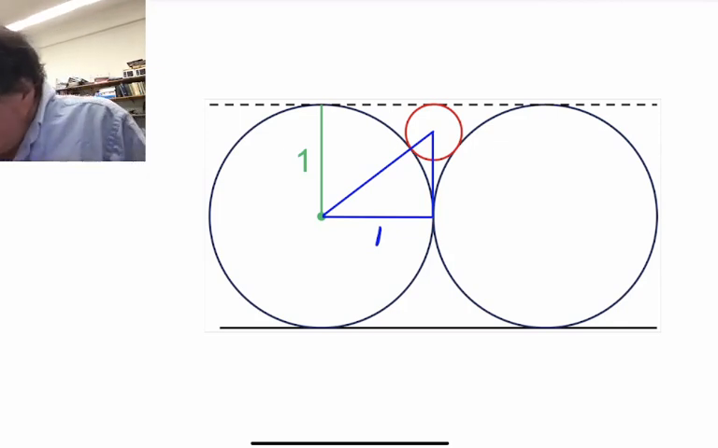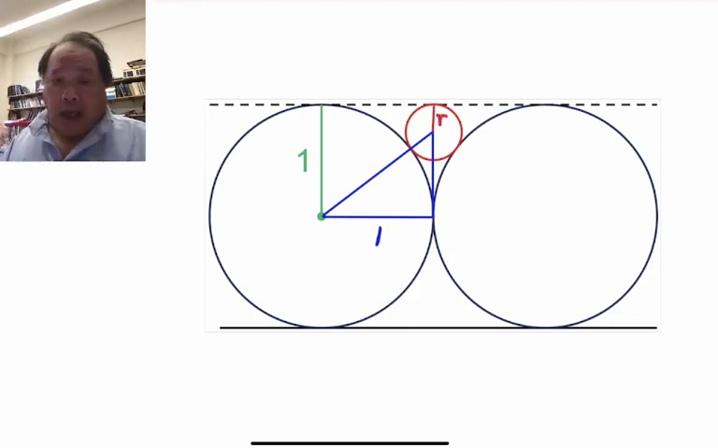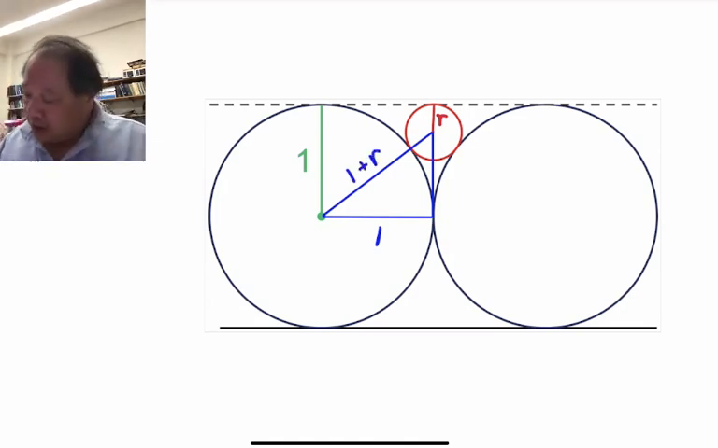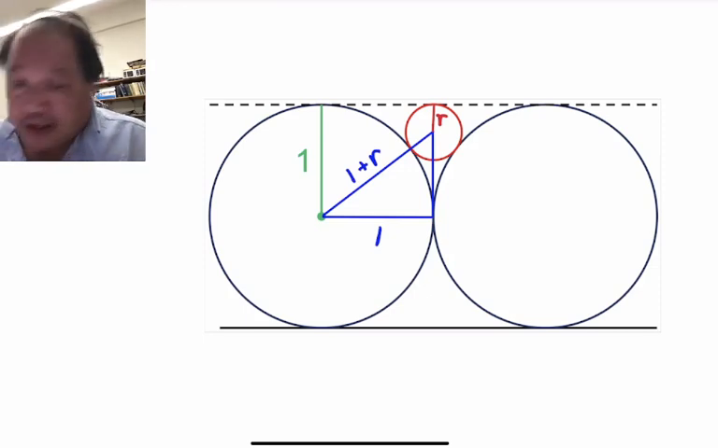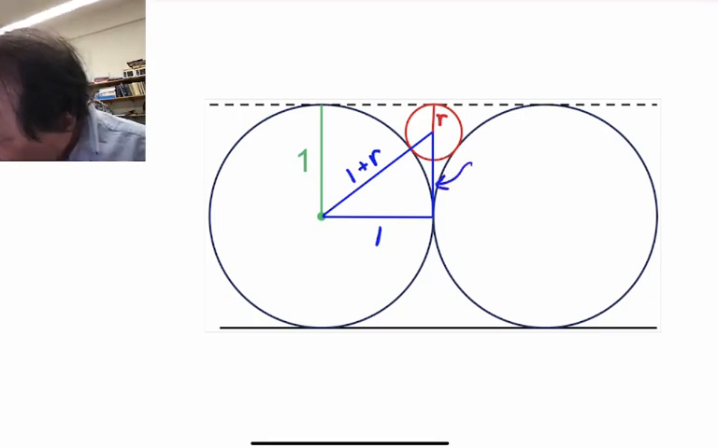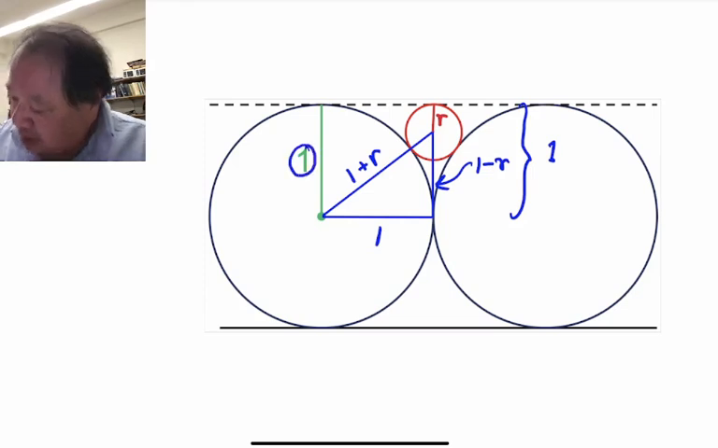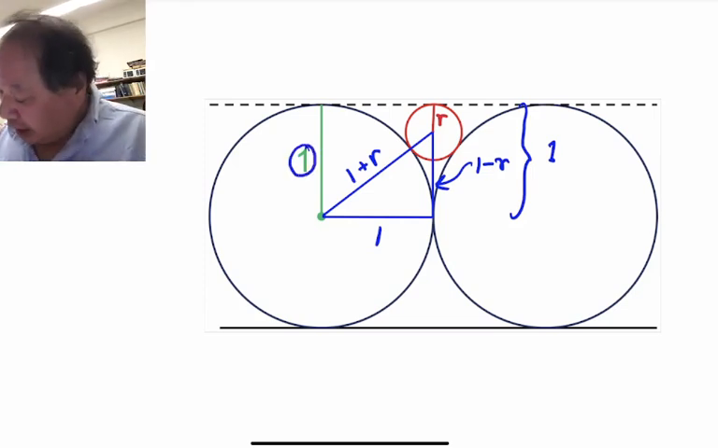Okay, so we want to find the radius of the little circle. So here I'm going to call it R. And we know that the length of this diagonal line, the blue hypotenuse, has got to be 1 plus R. And this opposite edge here is R less than 1. This has to be 1 minus R, since when we add this 1 minus R plus the R together, we get 1, which is this distance. So we now have our three sides of our right triangle.